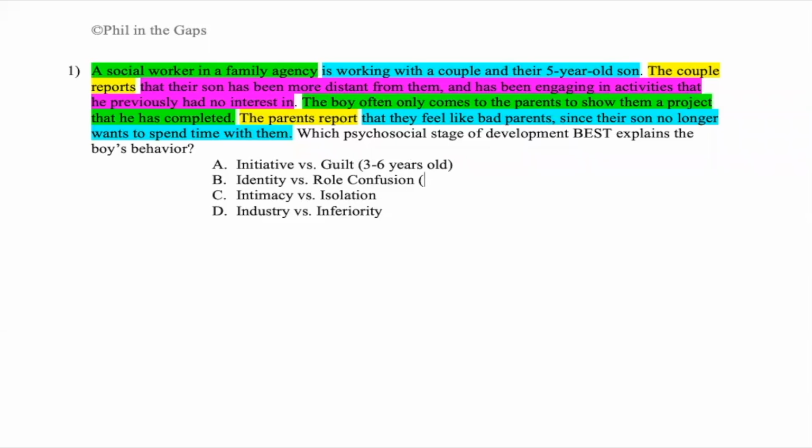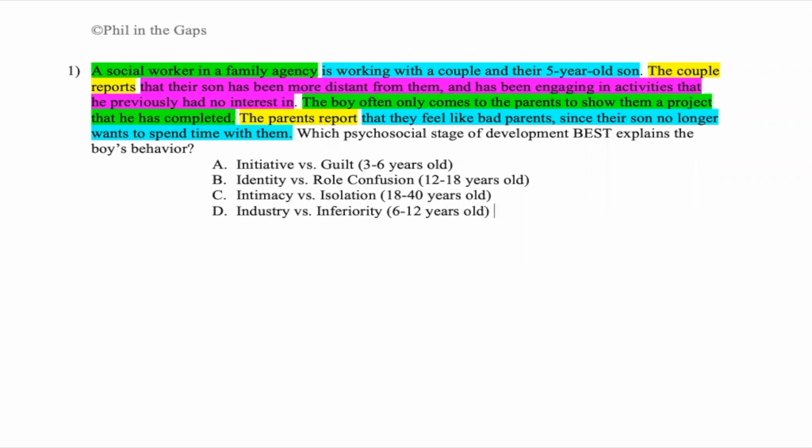B, identity versus role confusion, is 12 to 18 years old. C, intimacy versus isolation, 18 to 40 years old. D, industry versus inferiority, is 6 to 12 years old. Why? Because it starts at 6 and ends when they take a break at 12.